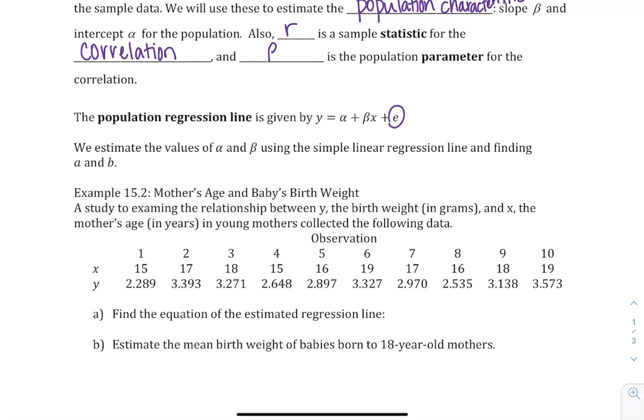Looking at example 15.2, a study was looking at the relationship between birth weight and the mother's age in young mothers. In these observations, we have mothers between the ages of 15 and 19 and the birth weight of their babies. So let's go back to what we did in Chapter 4, where we found the equation of the estimated regression line.